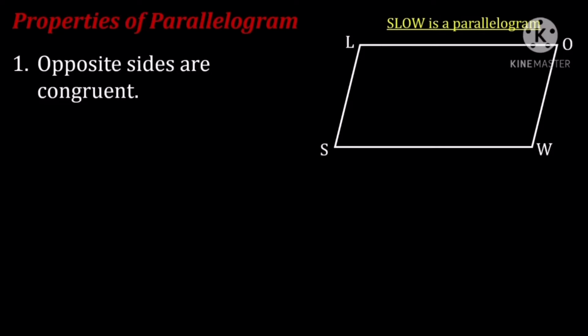So, identify lang natin yung mga opposite sides. So, we have the first pair. We have the side LS and OW. So, since they are opposite sides nga, we can say that side LS is congruent to side OW. Another pair of opposite sides are side LO and side SW. Again, since they are opposite sides, we can say that side LO is congruent to side SW based on the properties of the parallelogram.